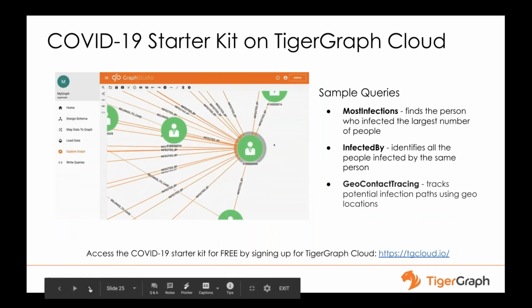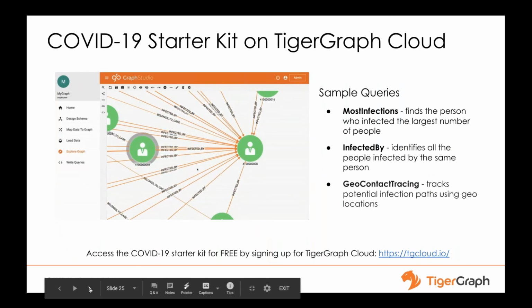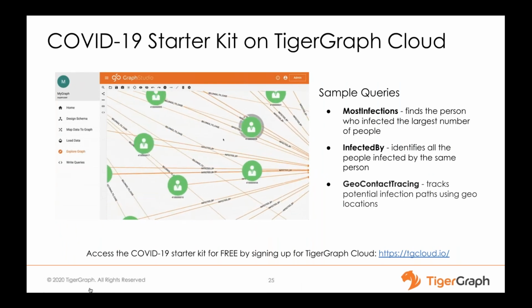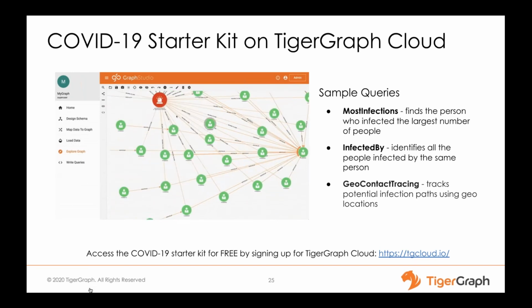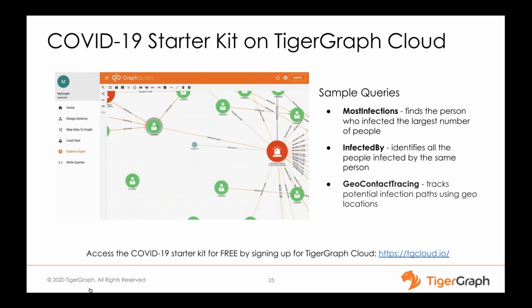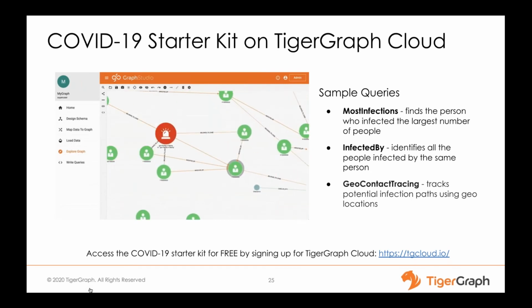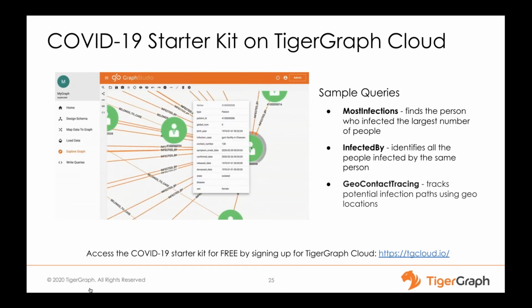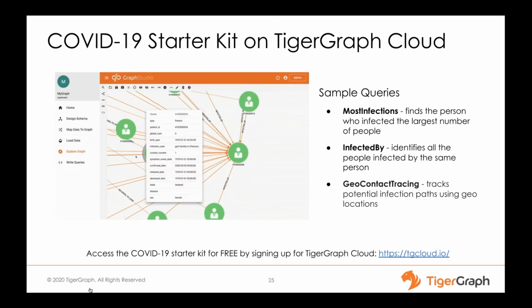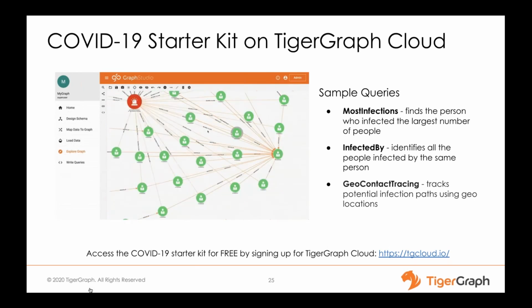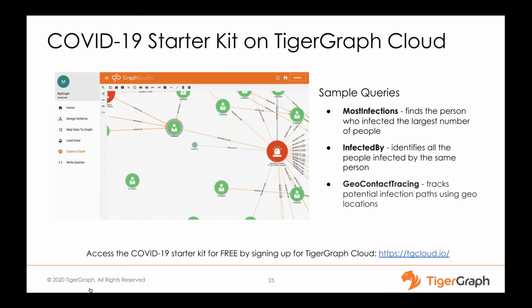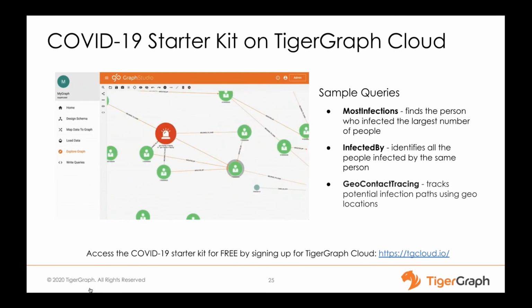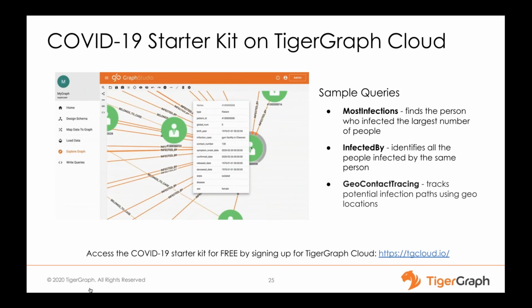So the screenshot here demonstrates the graph exploration for the South Korean dataset in TigerGraph's Graph Studio. We're including quite a few example queries, such as most infections, which finds the person who infected the largest number of people, and infected by, which identifies all the people infected by the same person, and also geo contact tracing in the starter kit. It tracks the potential infection path using the geolocation data in the data set.